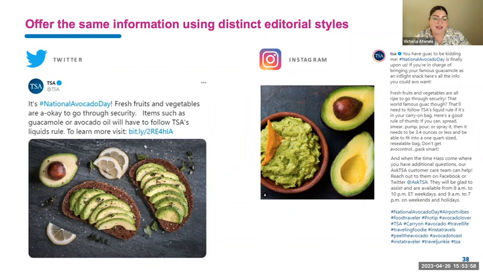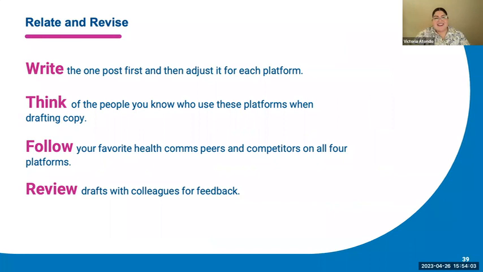All right, we can move on to the next slide. So just lastly, relate and revise. This is all about write, think, follow, and review. Make sure that you write one post first and then adjust it for each platform. I like to call it, you write the main caption or the main asset. You think about where your audience is the most. Write that first, worry about that first, and then you can adjust for other platforms.